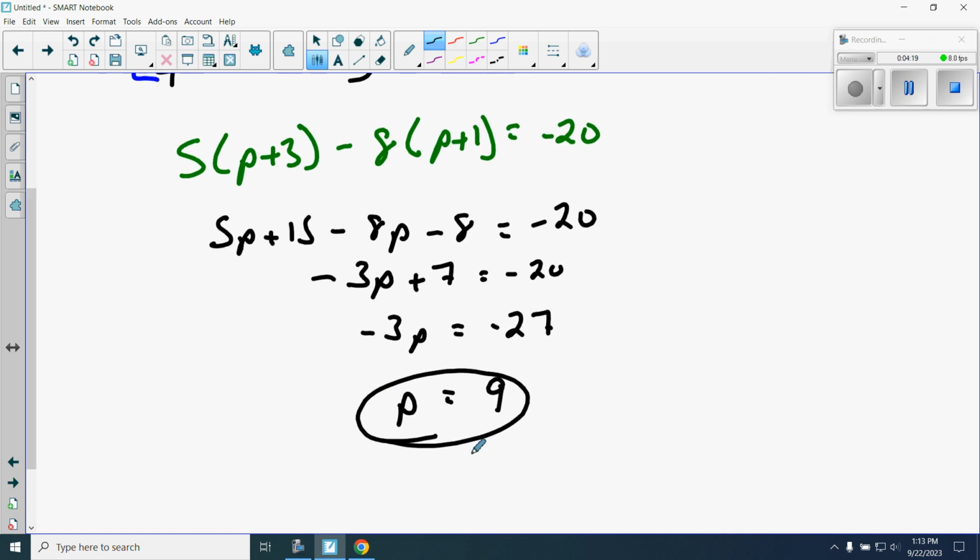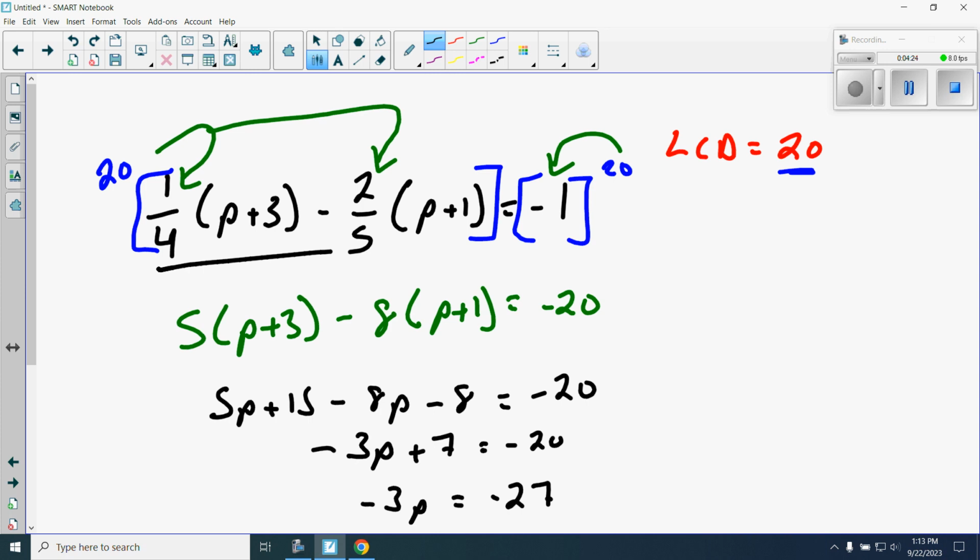And last but not least, if I want to know that's the right answer, plug it back in. When you do, plug it back into that guy. That was the original problem. Left side equals right side, and I have the right answer.